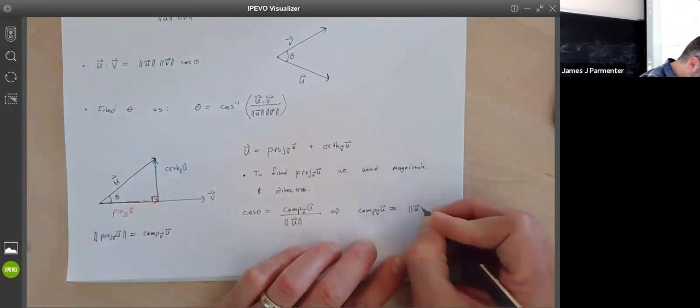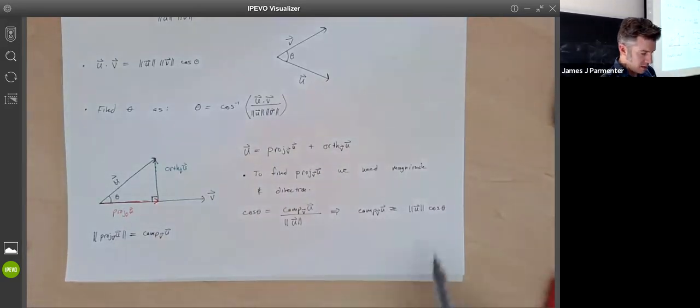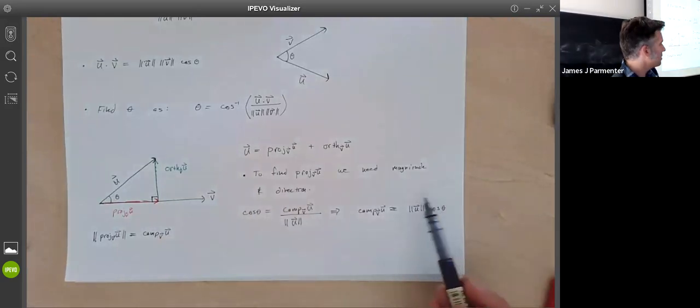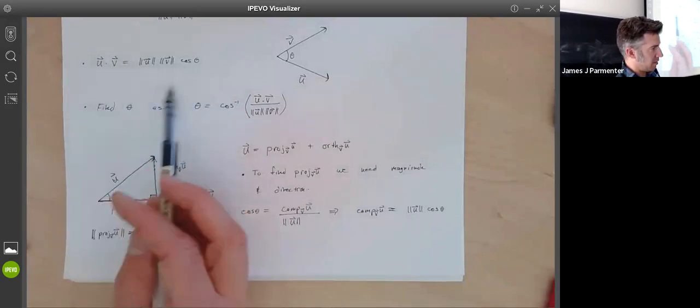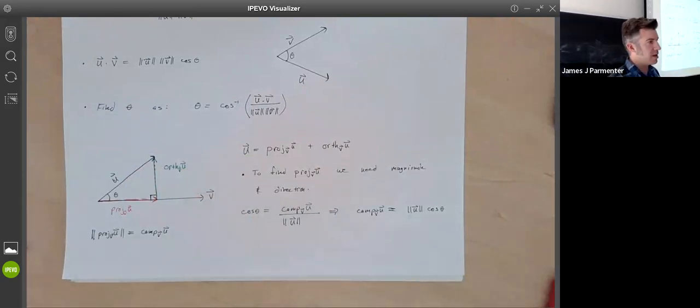And I'm going to employ a trick that I feel like comes up kind of often in this section. This right-hand side here almost looks like something we know. It almost looks like the dot product. All we need is to multiply it by the magnitude of v. And so that's what we're going to do. We're going to multiply both sides by the magnitude of v. It's a really common trick, I feel like, that people use all the time.